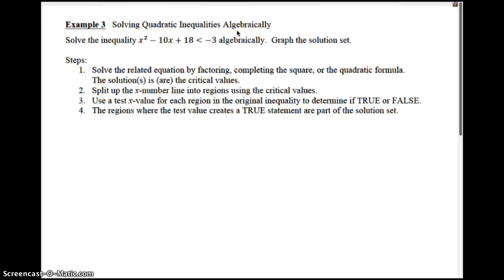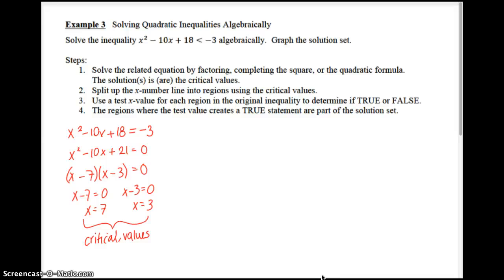And then let's do that first of all. So pause the video, and this is going to be factorable, so go ahead and factor it, and then we'll proceed with step number 2. Okay, so we have finished step number 1. We moved the negative 3 over to the other side. We saw that it was factorable. We factored, and we found the critical values.